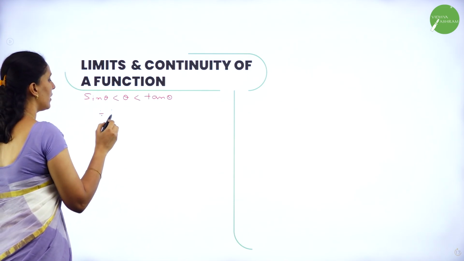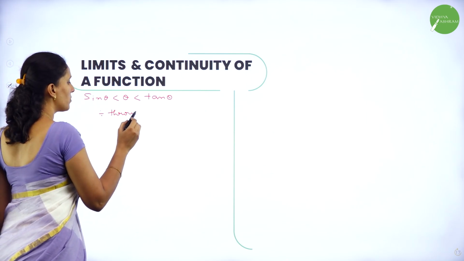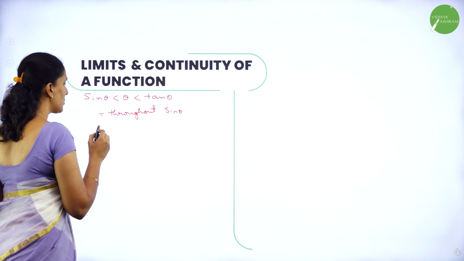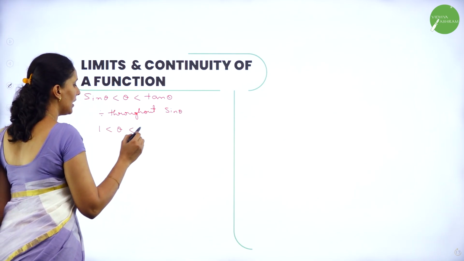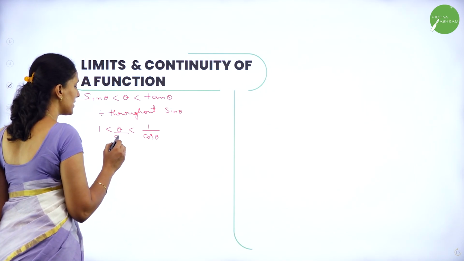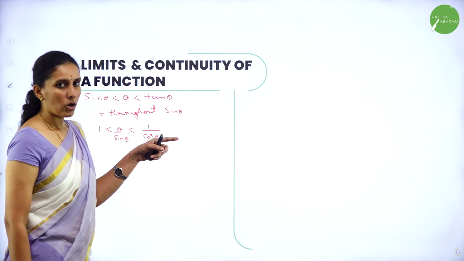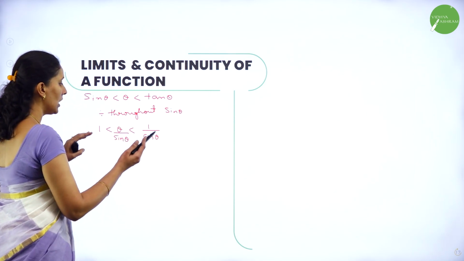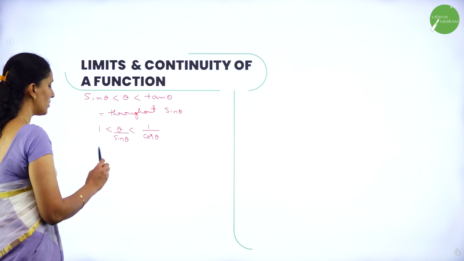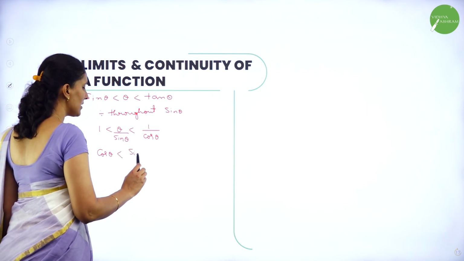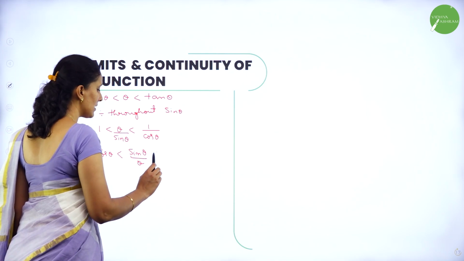Next, divide throughout by sin theta. Then we'll get 1 less than theta by sin theta less than 1 by cos theta. Here we need to divide by sin theta. Tan is sin by cos. When you divide by sin, it gets cancelled, and we are left with cos theta. Let us take the reciprocal. Taking reciprocal, we'll get cos theta less than sin theta by theta less than 1.